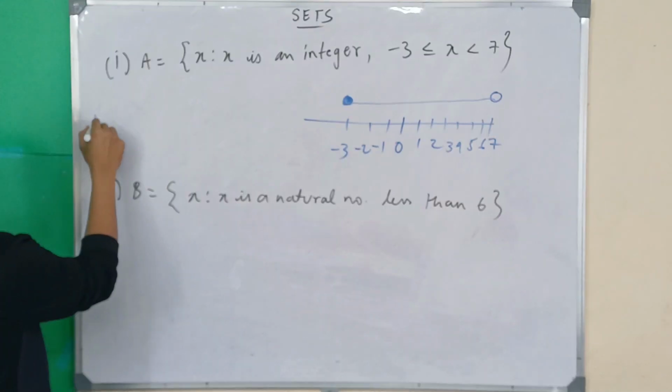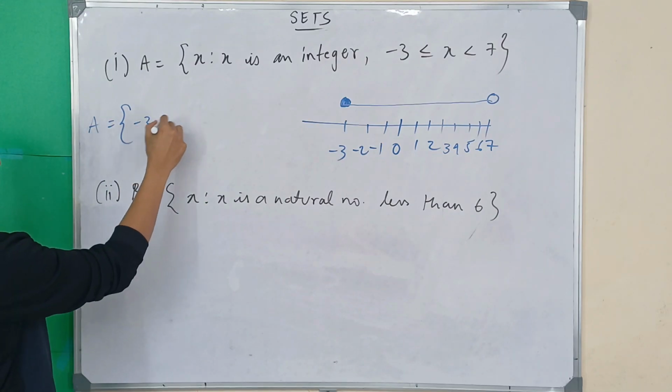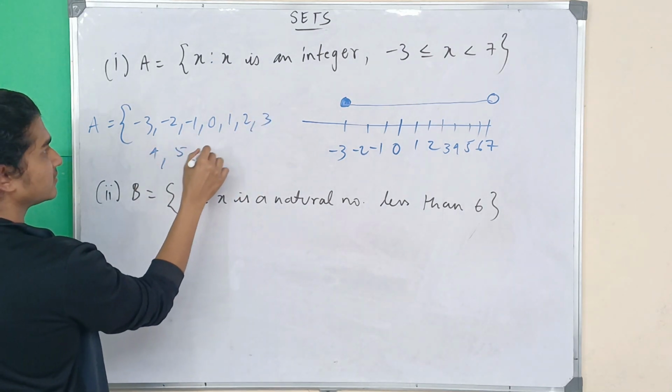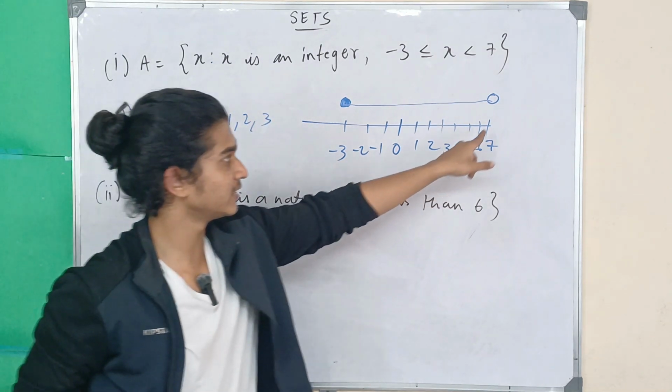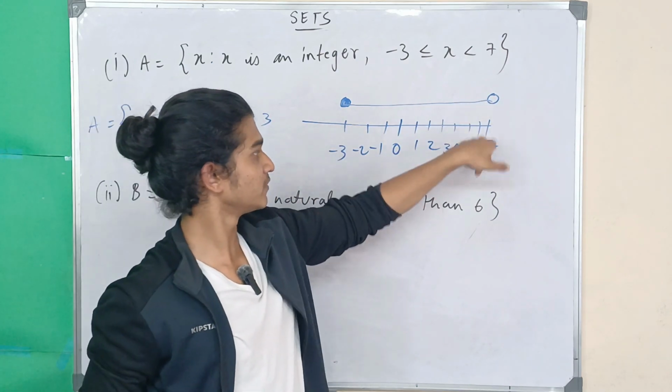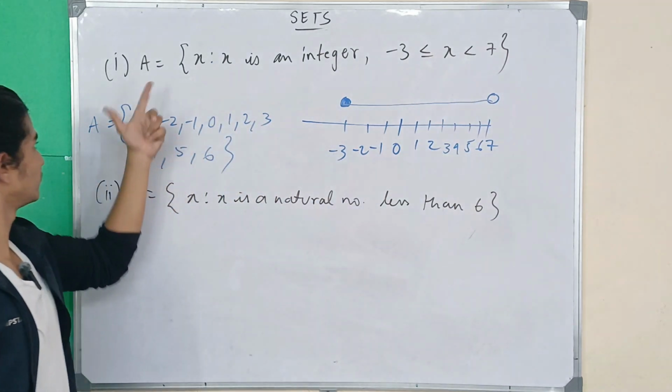So that's the rule. A is equal to -3, -2, -1, 0, 1, 2, 3, 4, 5, 6, but not 7 because I've not shaded that on the 7. So if you shade, you should include that. If you don't shade, you should not include. So this is the set of your first problem.